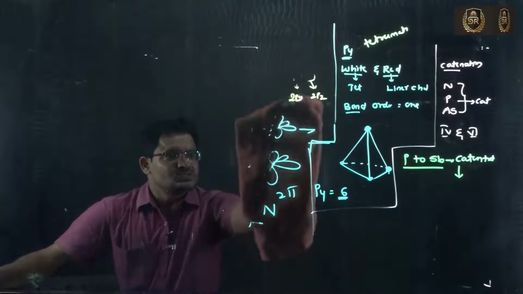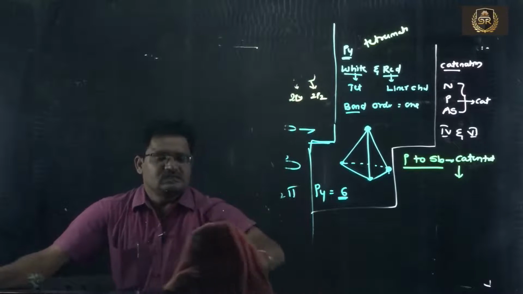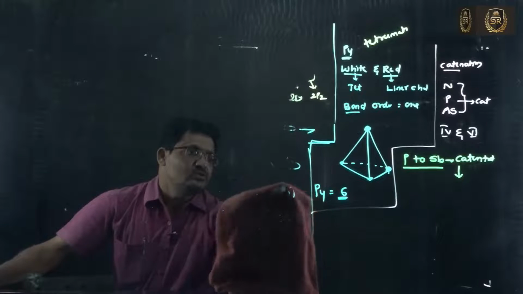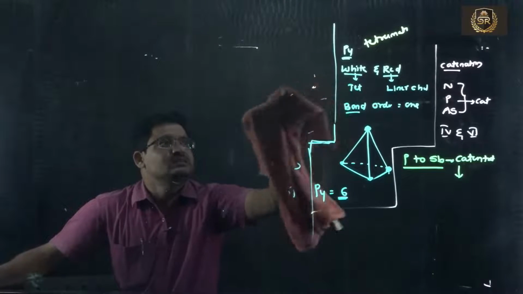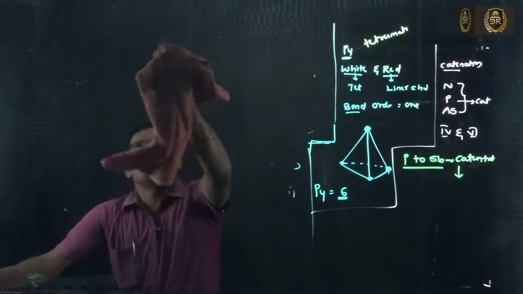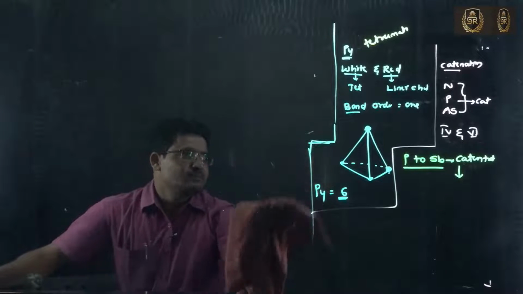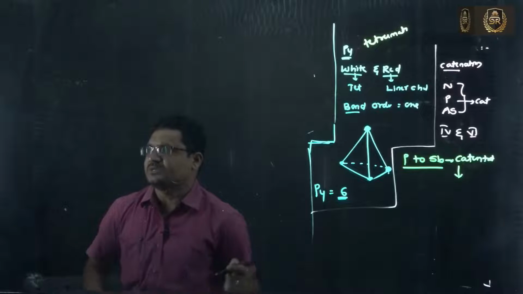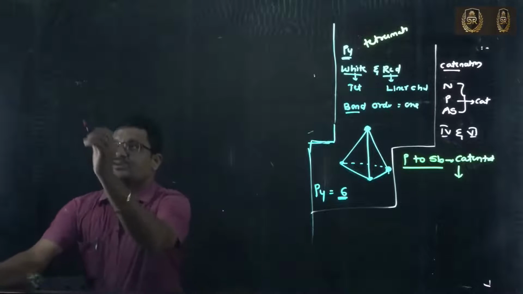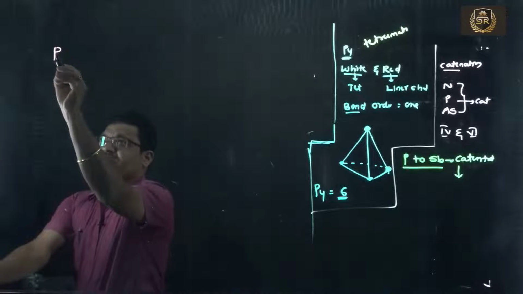So this is the last topic in this chapter. Ca3P2 reacts with water and HCl to give phosphine. The phosphine formula is PH3. So the last topic in this chapter is phosphine.